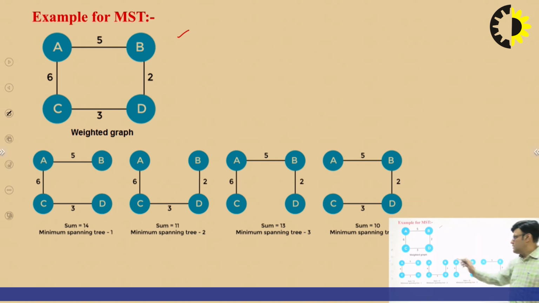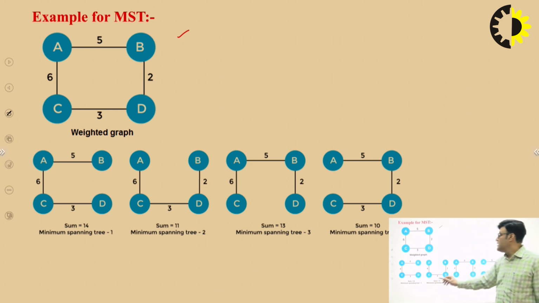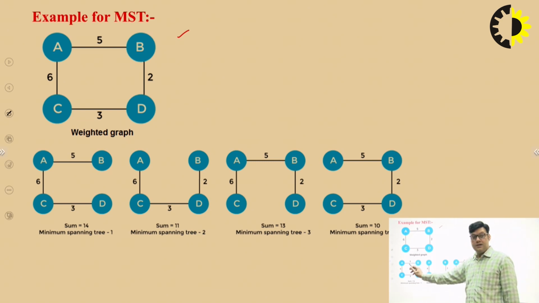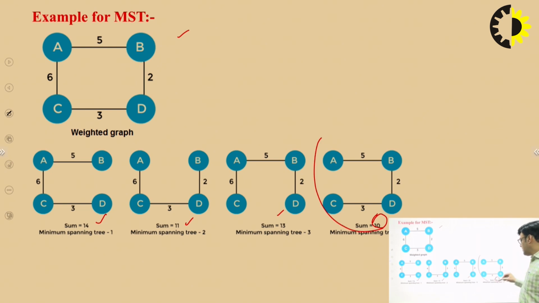Okay. So as I have illustrated already in the diagram, I need to calculate the weight. So the sum: 6 plus 5 is 11, 11 plus 3 is 14. So the cost of this spanning tree is 14. This is minimum spanning tree 1. The other spanning tree costs are 11, 13 and 10. Okay. So these are the 4 possibilities. So I will consider the spanning tree which has the minimum cost. So this is the minimum spanning tree we will consider.